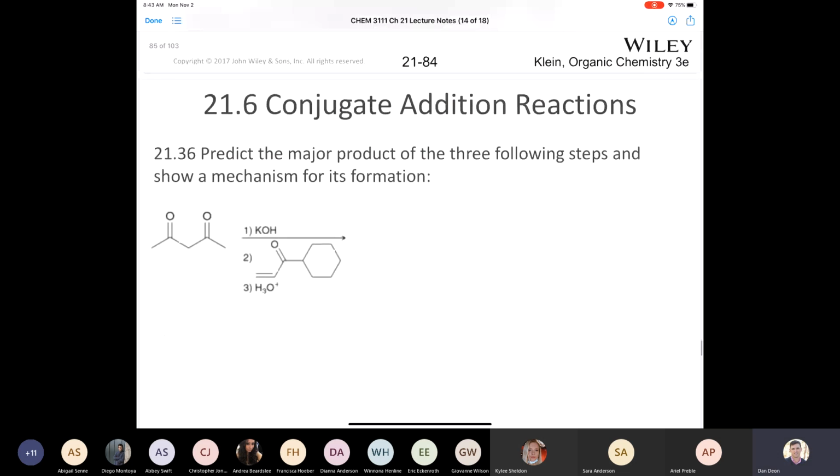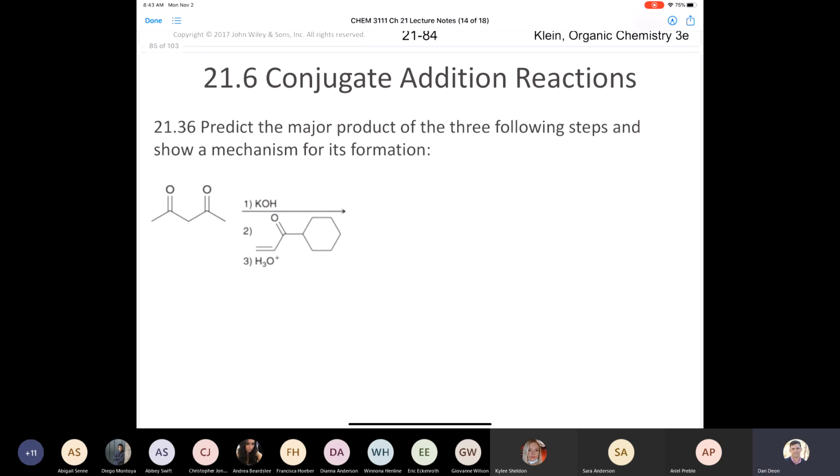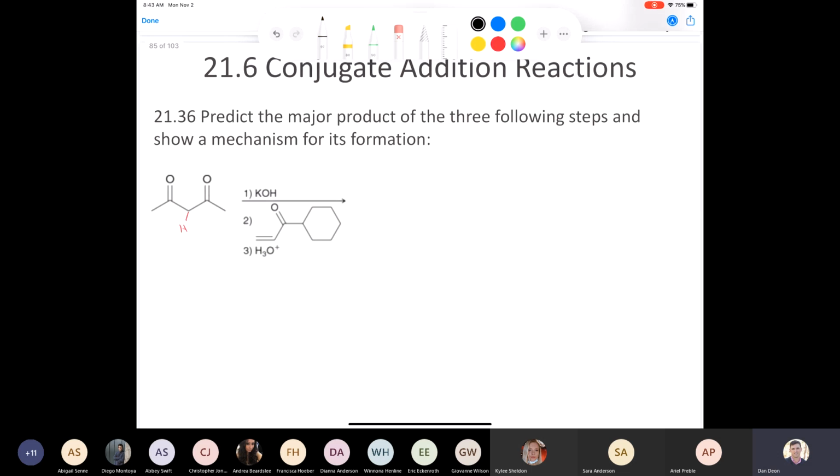Okay, well, let's take a look at this question, which says predict the major product of the following three steps and show a mechanism for its formation. I'm going to try to draw a condensed version of the first step, which is just the deprotonation. I'm sure you can all draw that in your sleep by now. So we'll draw the base, our hydroxide. We'll draw the deprotonation like that, and we form an enolate. Okay, so let's draw the enolate out. It looks like this. There we go.